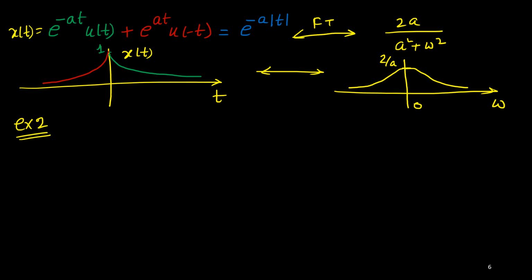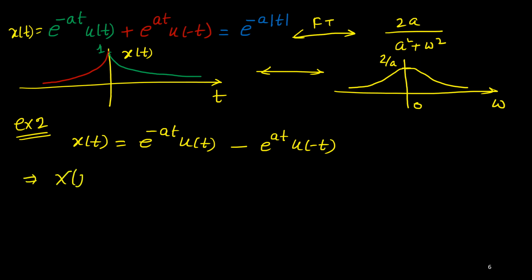The next example: if I consider just one negative sign here, x of t is e to the power minus at u of t minus e to the power at u of minus t, only a negative sign. Obviously we can find capital X of j omega directly. For this one, we have seen that it is 1 upon a plus j omega, with this minus sign, and this is your 1 upon a minus j omega.